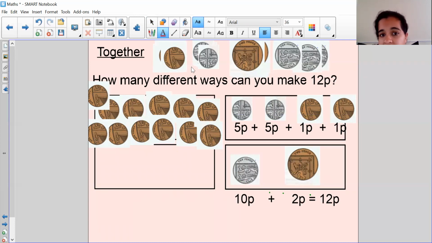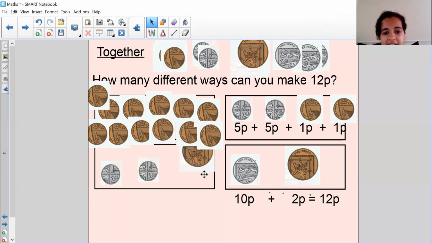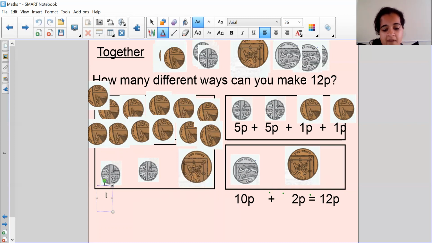Or if I want, I could break that 10 down again. I could do a 5 and a 5 and a 2. Okay, I could have 5p plus 5p. We know 5 plus 5, we've just done it, equals 10. Well done. And I get another 2p equals 12.